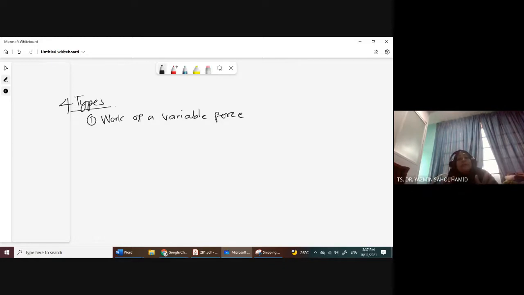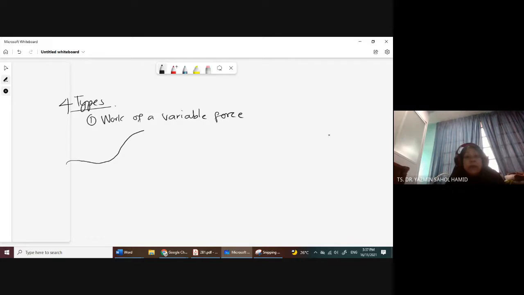Once you understand these four types, you can maybe understand the application better. Okay, so work of a variable force. For each type, I will be drawing a diagram to make you understand better. So work of a variable force, draw this diagram.